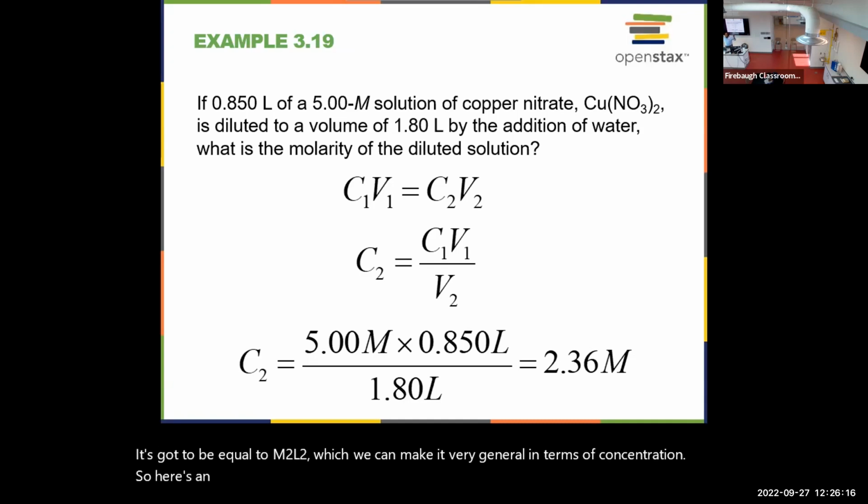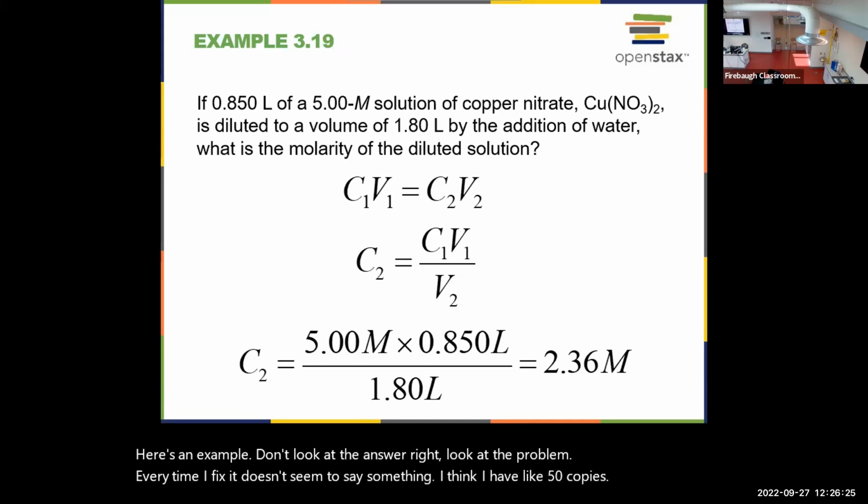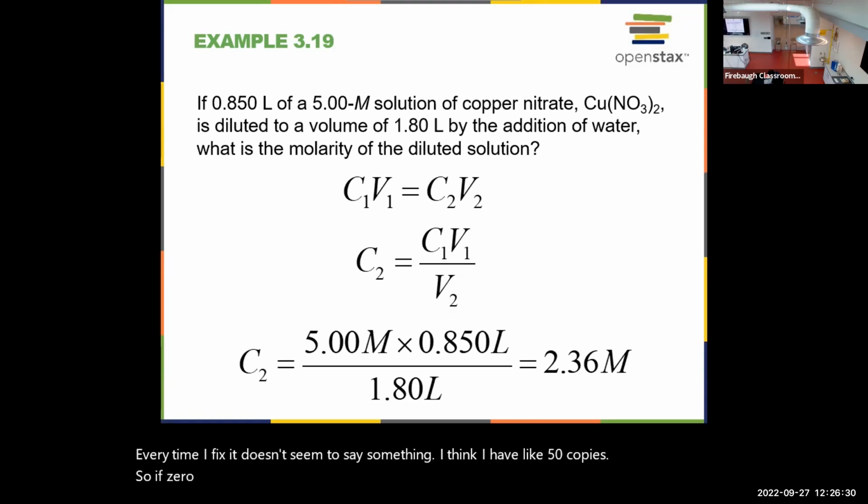Okay. So here's an example. Look at the problem. Every time I fix it, it doesn't seem the same. I think I have like 50 copies of it. Okay, so if 0.850 liters of a 5 molar solution of copper nitrate, Cu(NO3)2, is diluted to a volume of 1.80 liters by the addition of water, what is the molarity of the diluted solution?